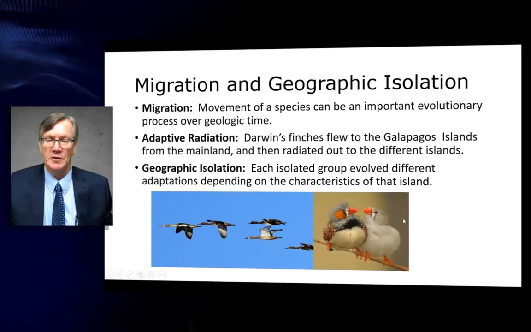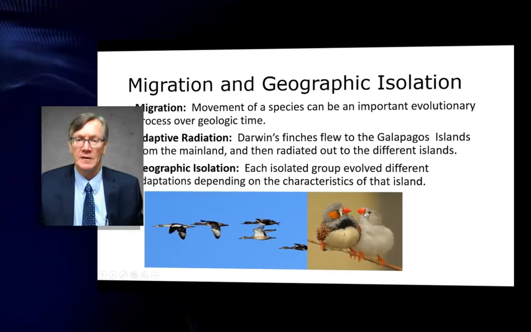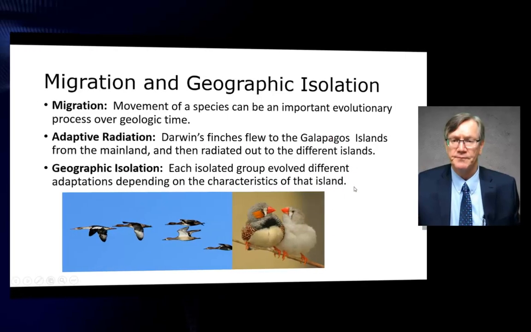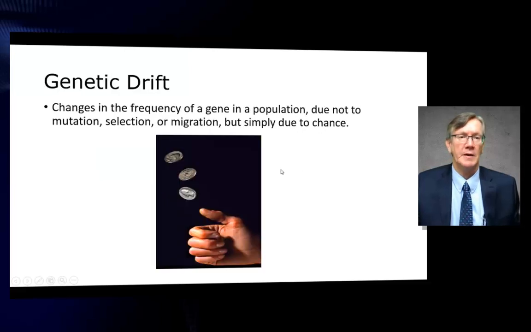These are 2 finches. One way you recognize finches is that some finches have very large seed-eating beaks. You can tell this particular set of finches are seed eaters because of the size of their beaks. Genetic drift, or changes in the frequency of a gene in a population, is due not to mutation, selection, or migration, but simply due to chance.